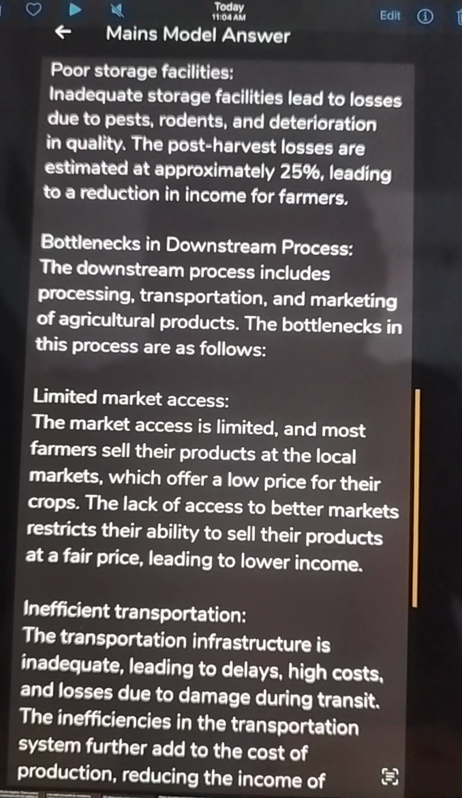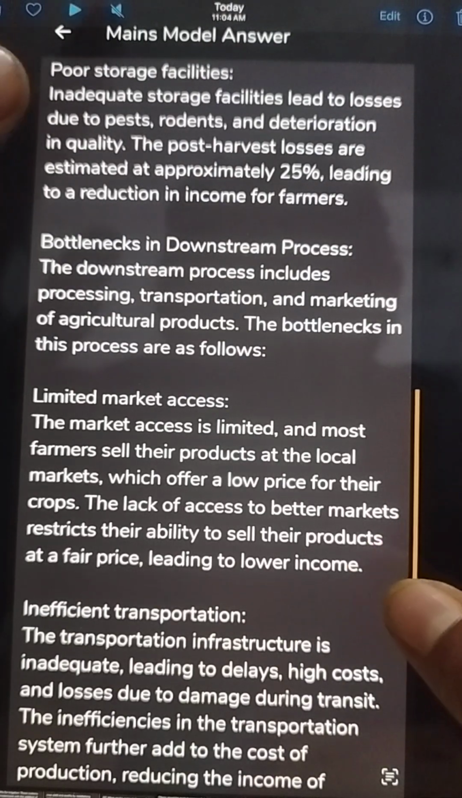First, market access is limited. Most farmers sell their products at the local markets, which offer a low price for their crops. The lack of access to better markets restricts their ability to sell the products at a fair price, leading to a lower income.